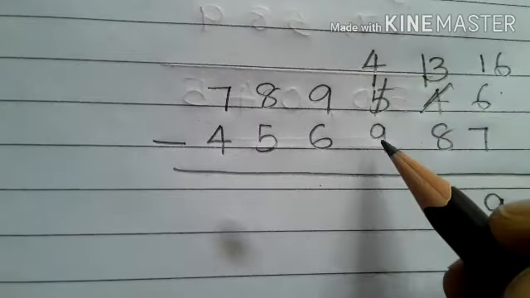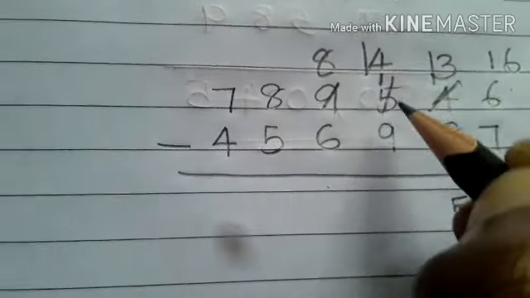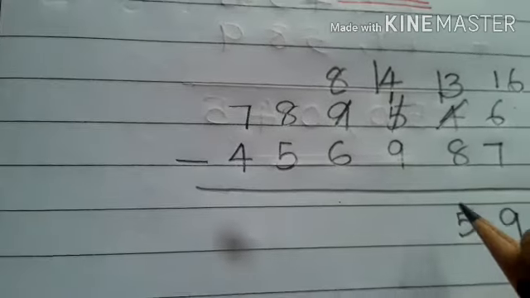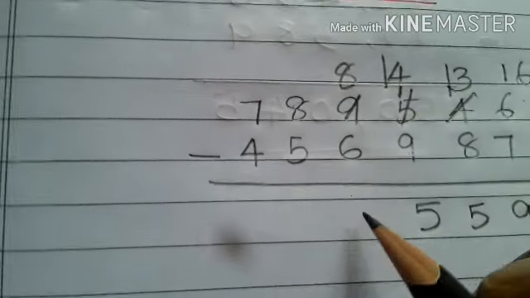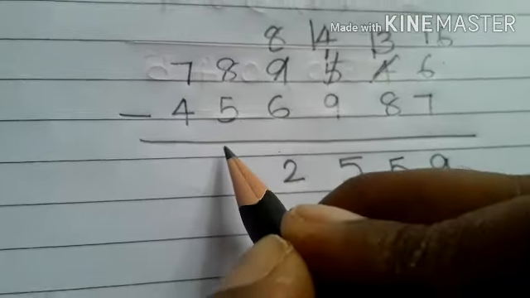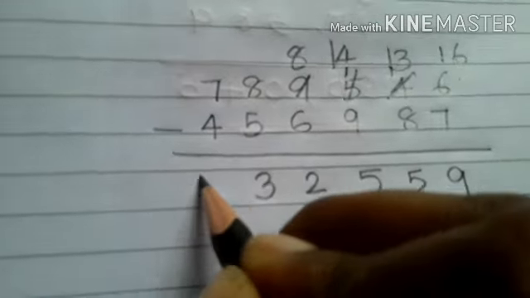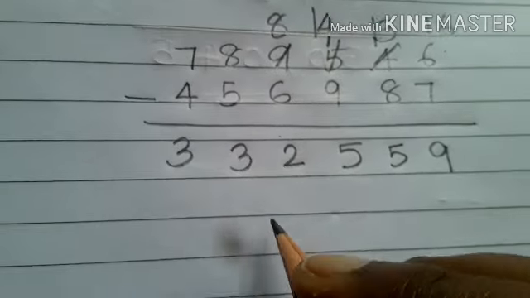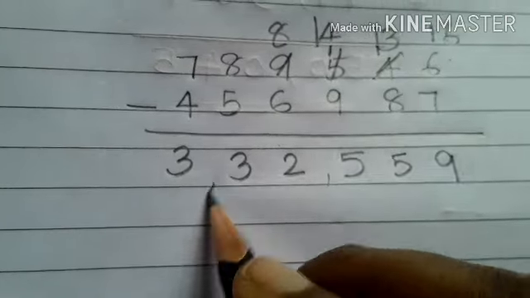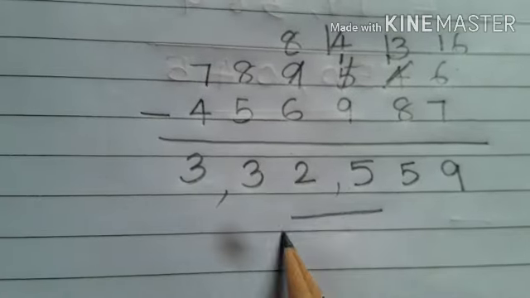Then 9 cannot be subtracted from 4, so take 1 from here. 9 becomes 8 and 4 becomes 14. 14 minus 9, we get 5. Then 8 minus 6, 2. 8 minus 5, 3. 7 minus 4, 3. So we get the answer 3,32,559.